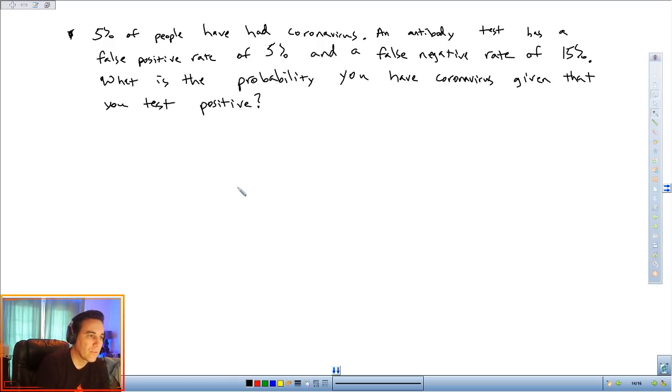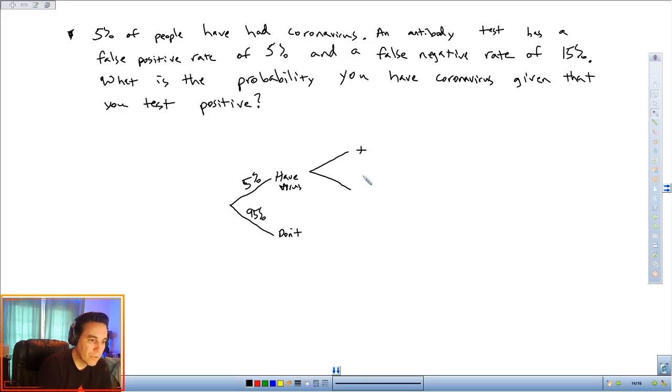So tree diagrams are for these problems, right? These are tough problems without a tree diagram. So first thing, you either have coronavirus or you don't. So I just came up with what I think the percentage of people that have it. So you have virus or you don't. So 5% of people we're saying right now have the virus. 95% don't have the virus.